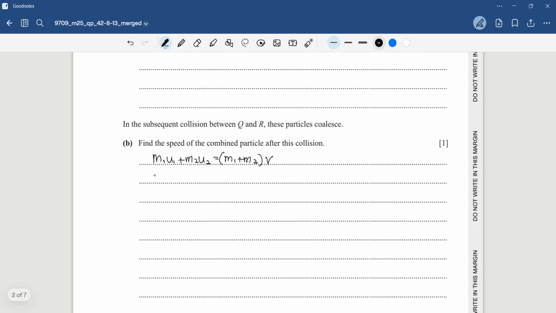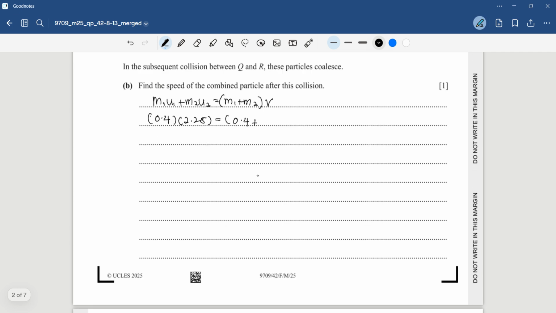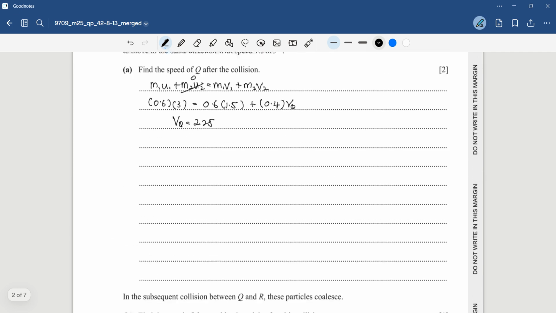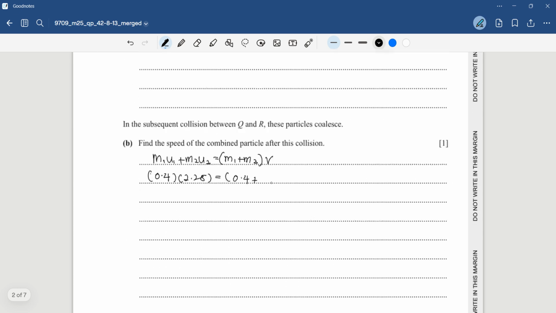So for the first case here, m1 will be your mass of Q, 0.4, and the speed is 2.25. So you can write here 0.4 times 2.25, and since the initial velocity of R is 0, you can just ignore this. It will be equal to (0.4 plus 0.8) v. Therefore your v will be 0.75. Okay.